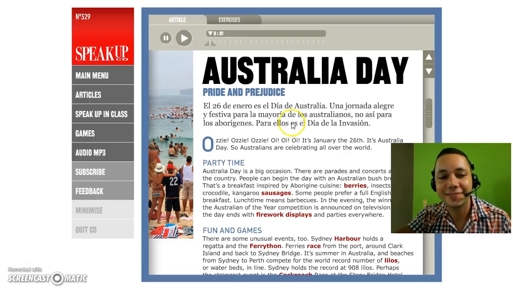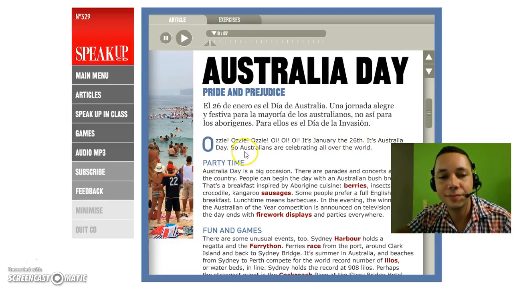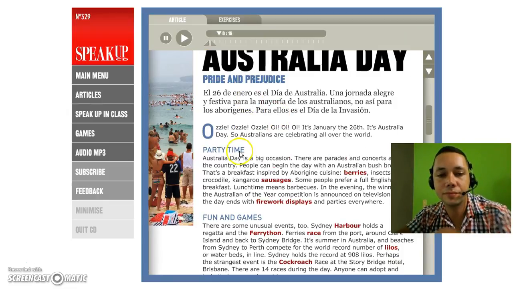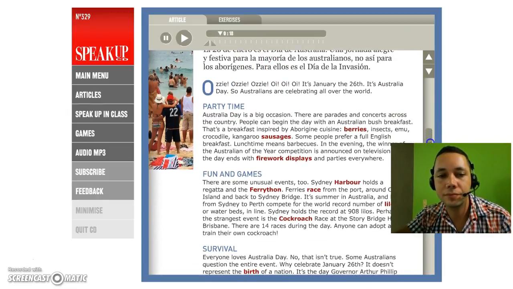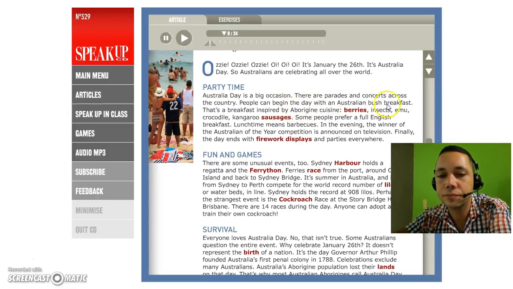Aussie, Aussie, Aussie. Oi, oi, oi. It's January the 26th. It's Australia Day. So Australians are celebrating all over the world. Party time. Australia Day is a big occasion. There are parades and concerts across the country. People can begin the day with an Australian bush breakfast. That's a breakfast inspired by Aborigine cuisine.